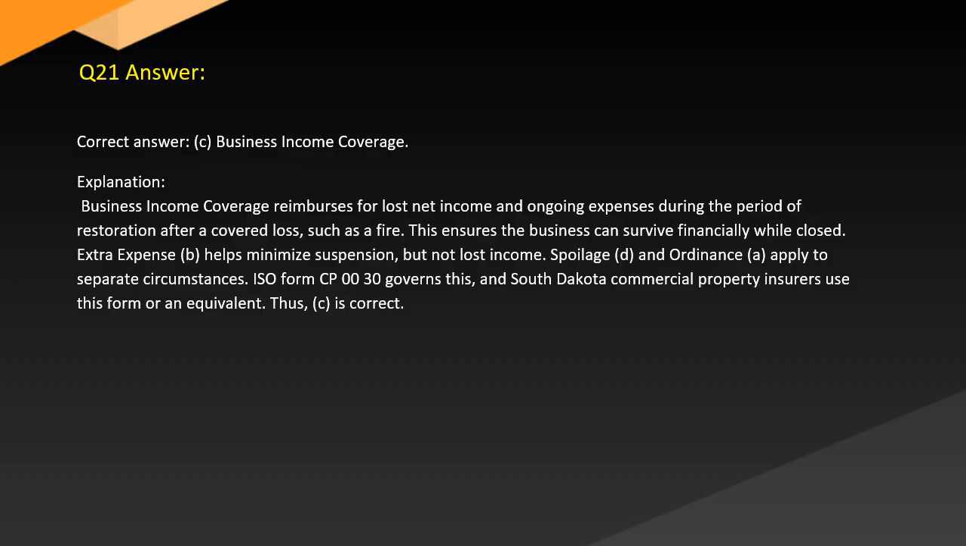Answer. Correct answer: C. Business income coverage. Explanation: Business income coverage reimburses for lost net income and ongoing expenses during the period of restoration after a covered loss, such as a fire. This ensures the business can survive financially while closed. Extra expense (B) helps minimize suspension but not lost income. Spoilage (D) and Ordinance or Law (A) apply to separate circumstances. ISO Form CP 00 30 governs this, and South Dakota commercial property insurers use this form or an equivalent. Thus, C is correct.